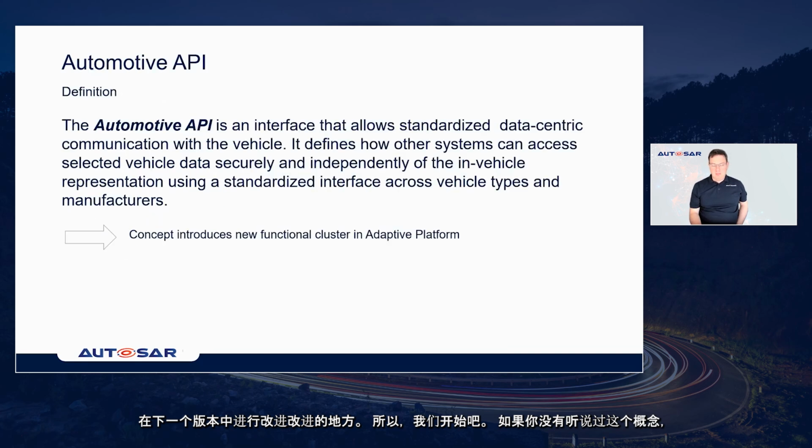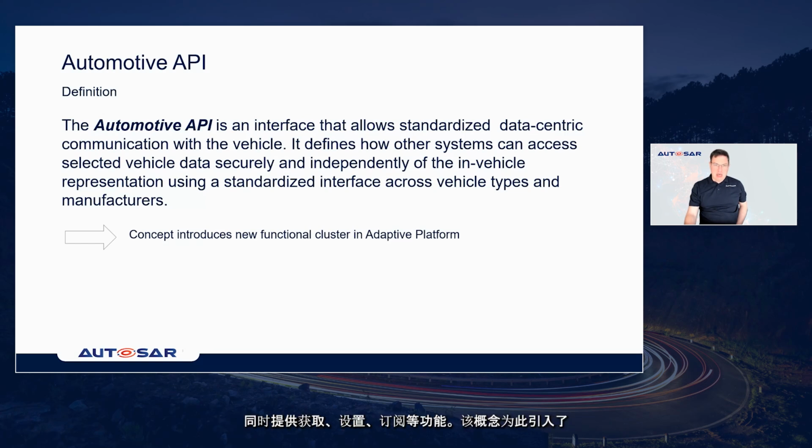So let's start. If you didn't hear about this concept, on this slide you will find exactly the same definition which is already available in the AUTOSAR Glossary. The Automotive API is a common way to interact with the vehicle using a data-centric approach, with an open source vehicle data representation to address data and provide get, set, subscribe capabilities. The concept introduces a new functional cluster for it, the Automotive API Gateway.